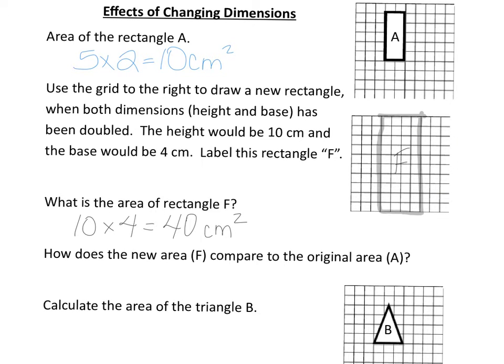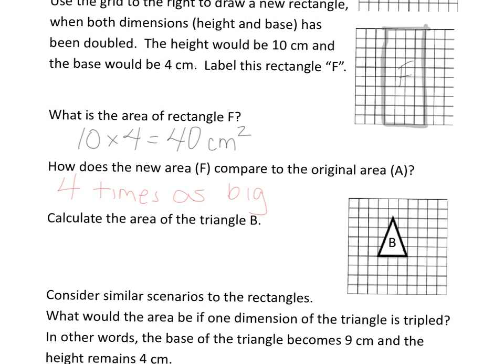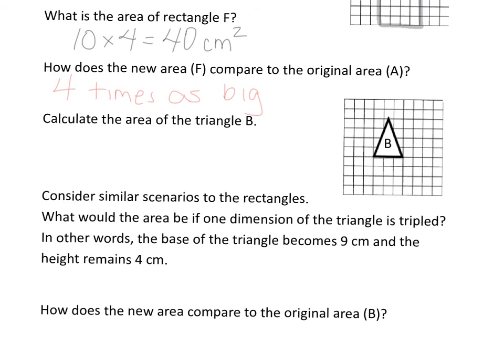And we're asked how that compares. Well, the original one was 10, this one's 40. It's 4 times as big. When we doubled both dimensions, doubled the length, meaning we took the length and we multiplied by 2, and we doubled the width, meaning we multiplied it by 2. When we doubled both of them, we ended up getting an area that was 4 times as big as the original.